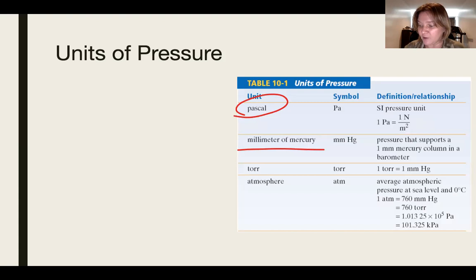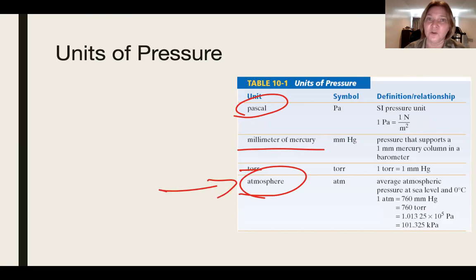The millimeter of mercury and torr are the same. And then we have the atmosphere. This is the most used unit of pressure in chemistry. I'm not sure about physics, but 1 atm is equal to 760 millimeters of mercury or torr, because remember those 2 units are interchangeable. It's also equal to 101 kilopascal, or 1.01 times 10 to the 5th Pascal.